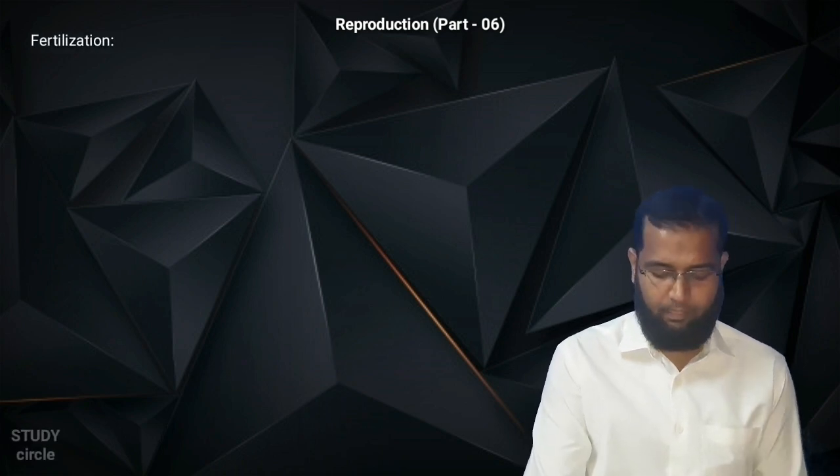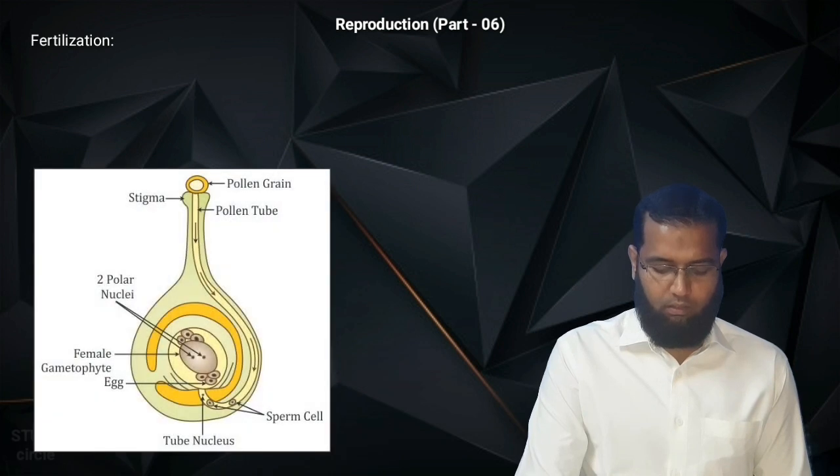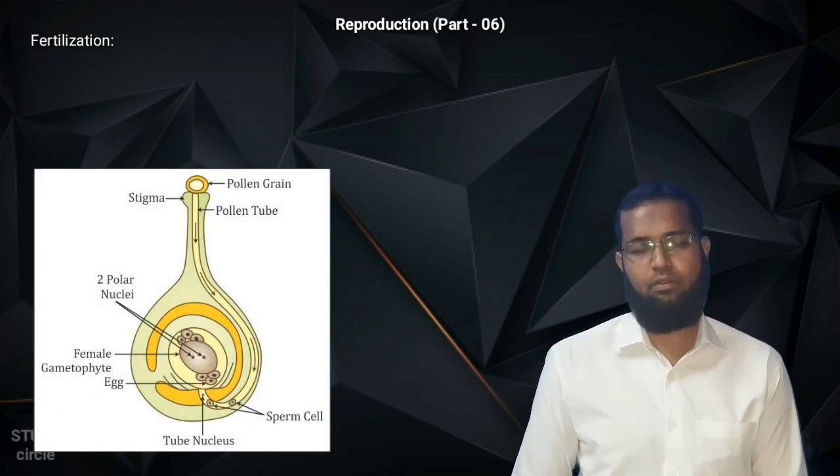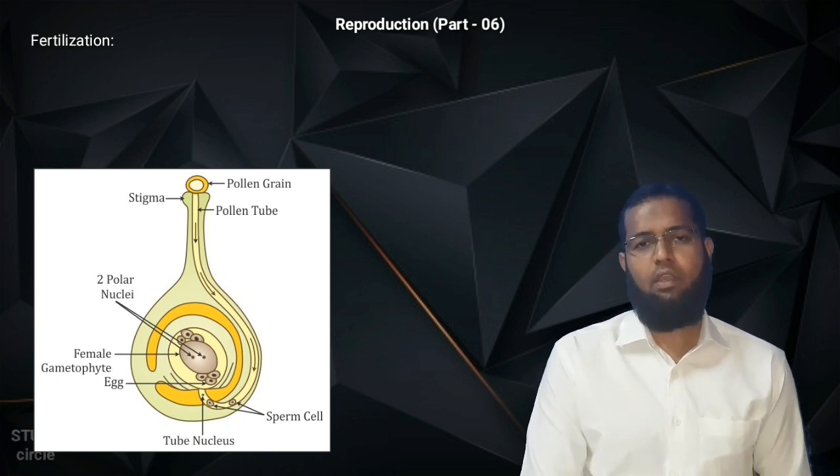Now in the last slide we saw pollination. Now we will try to complete fertilization. In fertilization, the fusion of gametes will take place. Now what is this fusion of gametes?